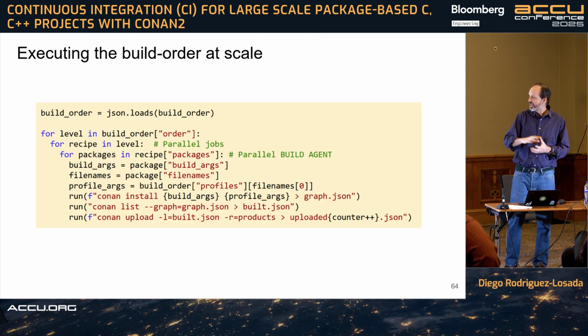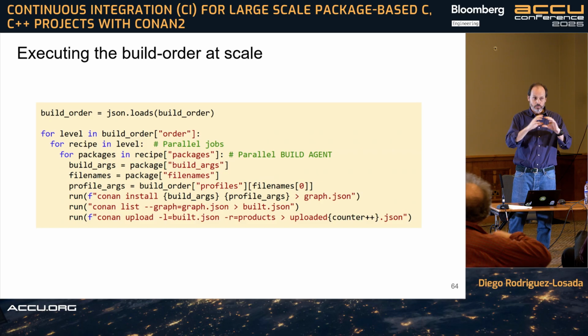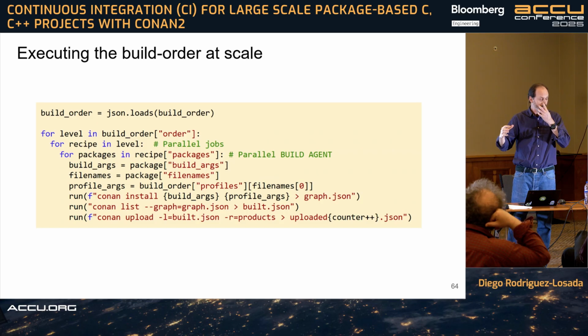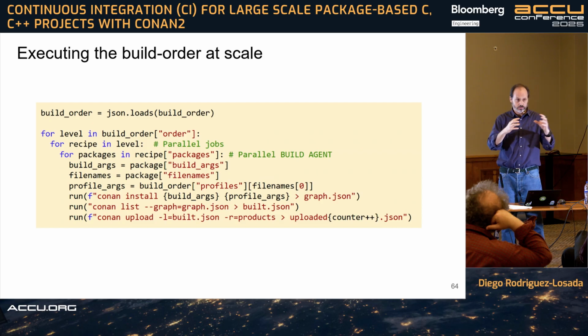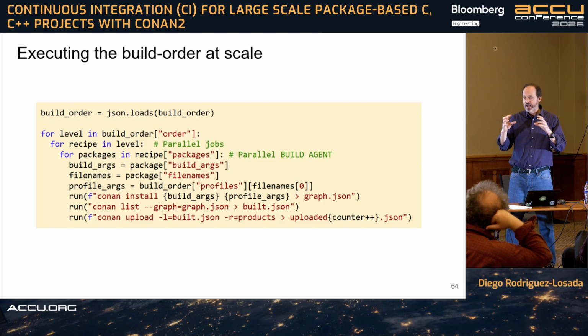It's basically, for every level in your dependency graph, the topological sort of your dependency graph, you can build those packages for that level in parallel because they are not interconnected. And inside of every package, you can build in parallel all the configurations for that specific package as well. Which means install, create the package list, and upload the result to the server.